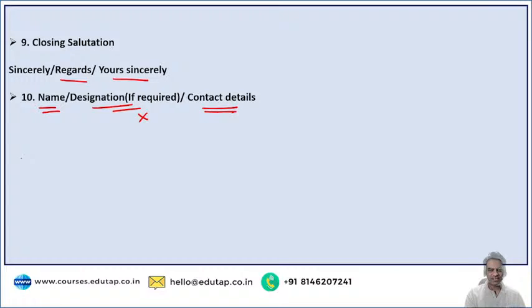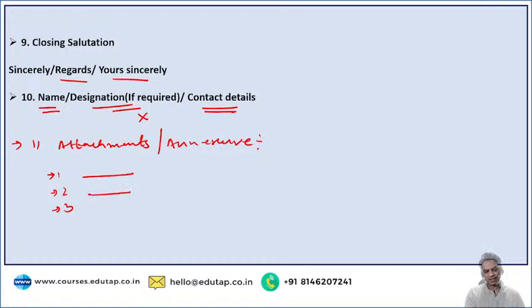Otherwise, your contact details, that is your email ID, right? Mobile number, maybe don't write it, right? And last but not the least, it's optional: attachments or annexure. So attachments or annexure can be mentioned. Now write only one, don't write both. You write this, and after that, number 1, number 2, number 3, and then you write copy of Aadhaar card, copy of PAN card, copy of your license, a copy of your residence details. So that can be written if required by the letter.